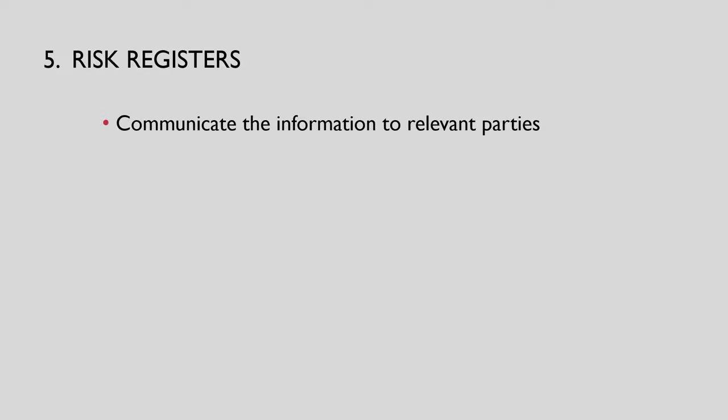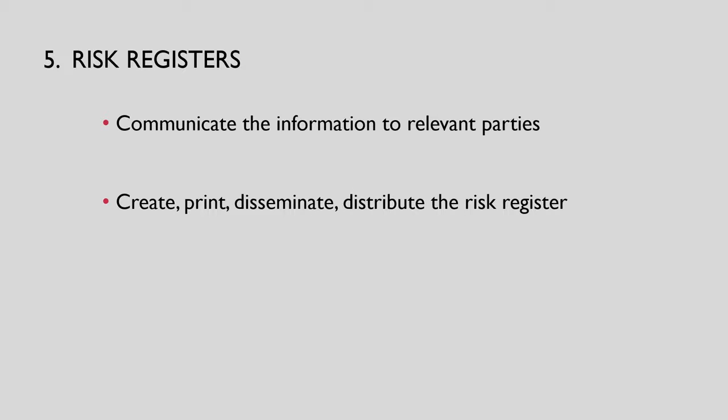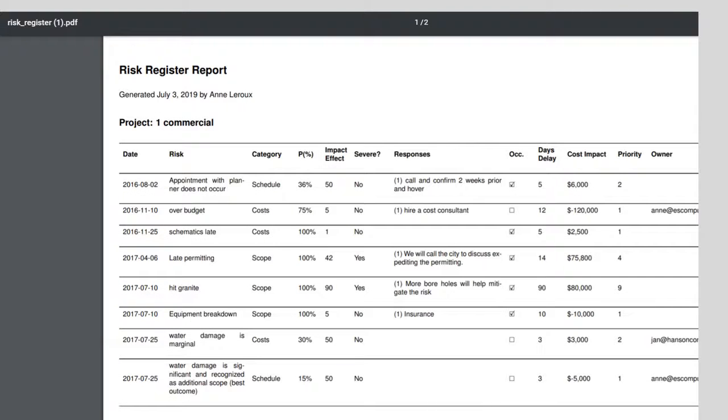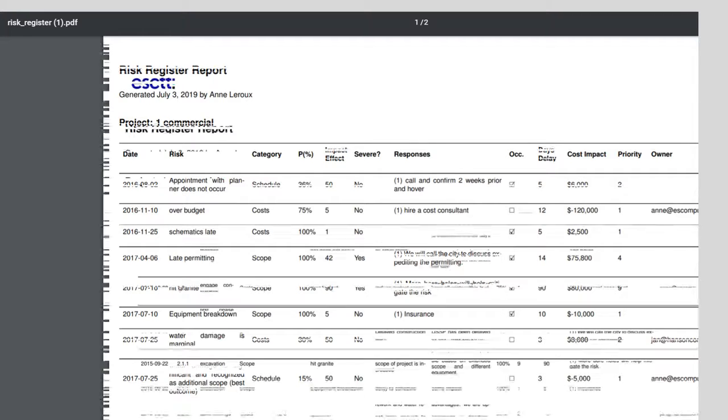Step 5, risk registers. The whole point of creating this risk analysis is to communicate this new information about the project to the team. So create the risk register, print it, disseminate it, distribute it, communicate this information. The risk register is a PMI, Project Management Institute, standard method of recording and communicating the most relevant information regarding project risks. A review and update of the register is recommended at each project management meeting, either weekly or bi-weekly.